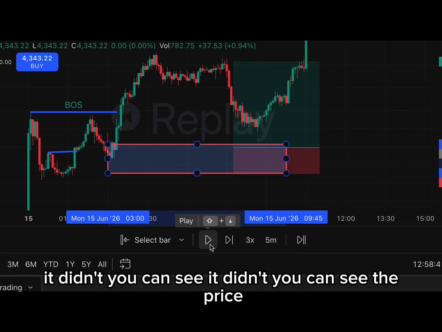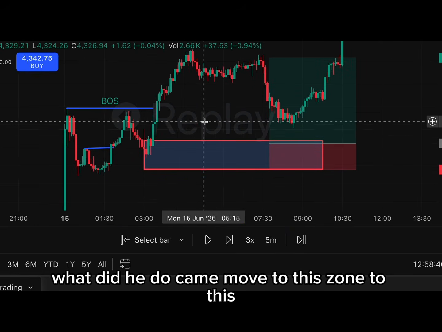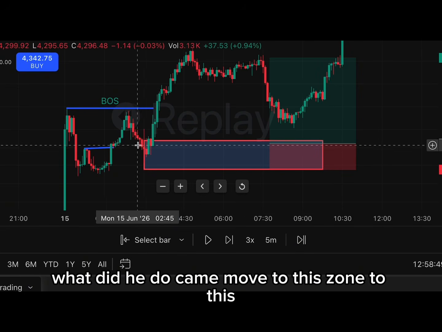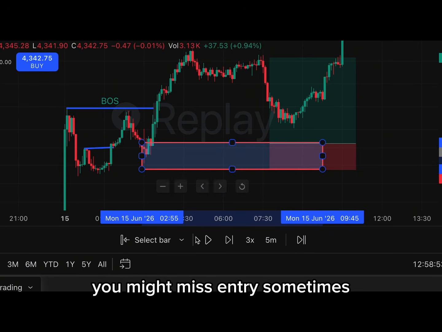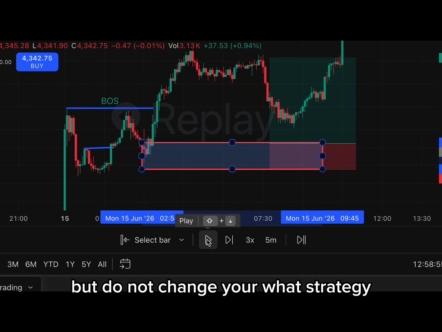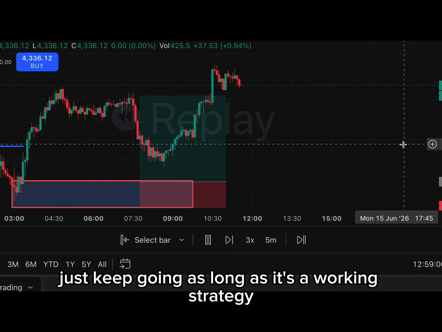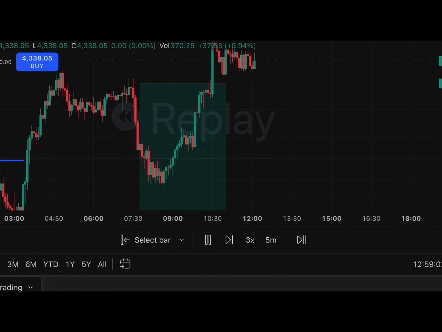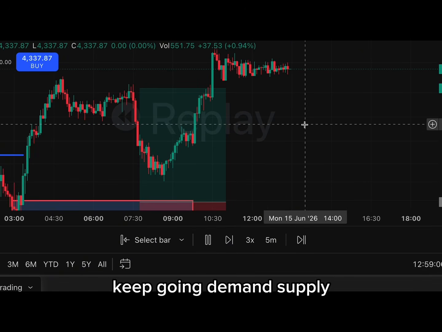Oh, it didn't. You can see it didn't. You can see the price. What did it do? Okay, it moved to this zone. That's one thing about this. You might miss entry sometimes, but do not change your strategy. Just keep going. As long as it's a working strategy, keep going. Demand, supply.